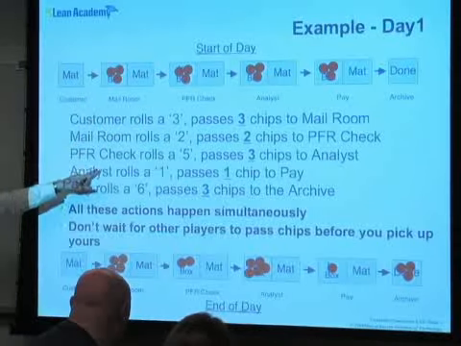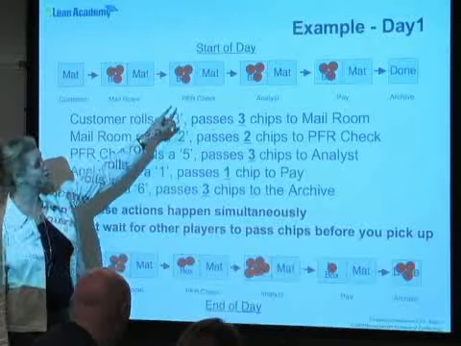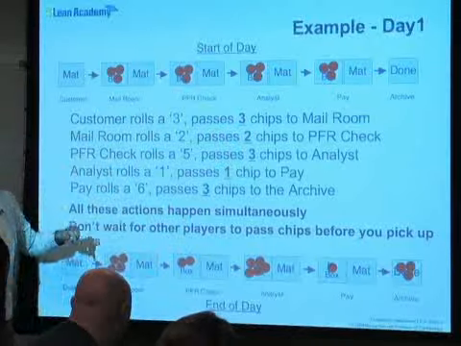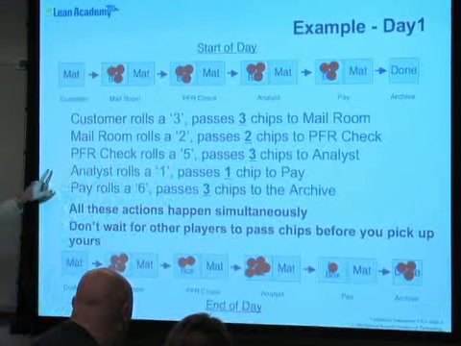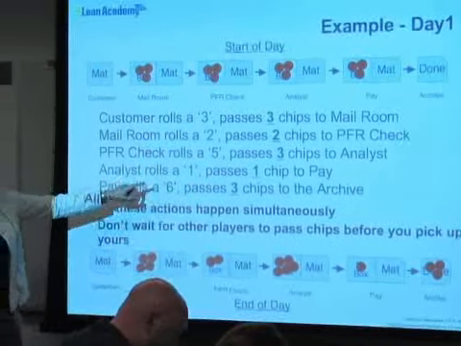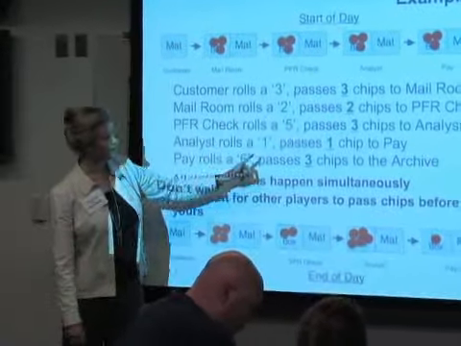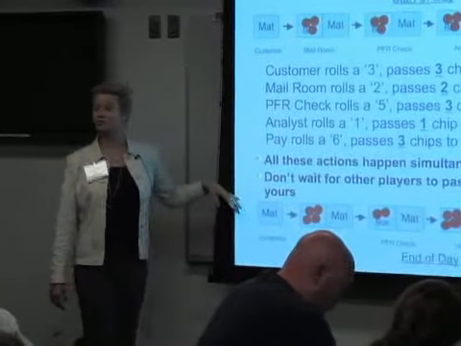Let's say PFR rolls a 5, but PFR's only got 3 chips sitting in the box, so they're only able to pass on 3 chips and not the full 5. So now what you have is lost capacity here. Say the analyst rolls a 1, so they can pass 1 chip on to pay. Pay rolls a 6. He's got lots of capacity that day and passes 3 chips on to the archive. And that's the conclusion of 1 day.